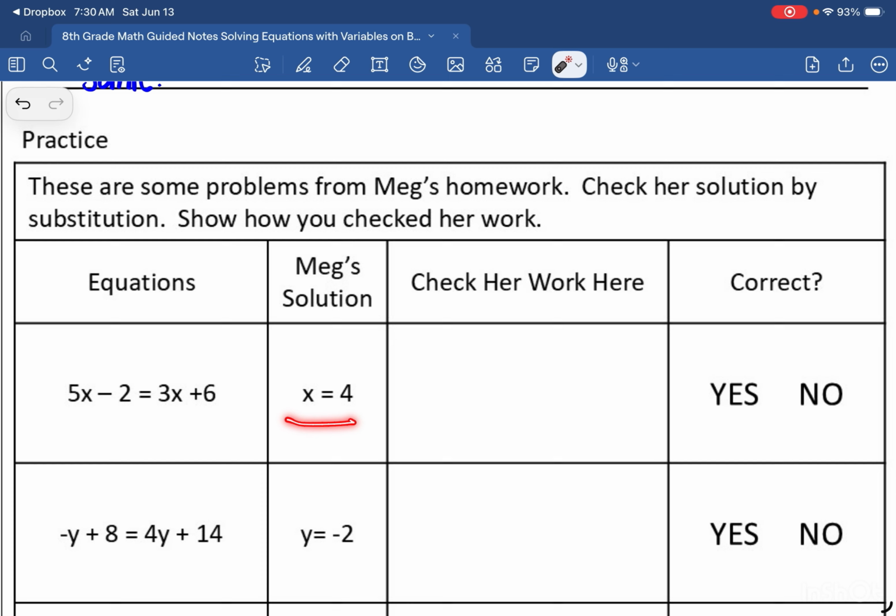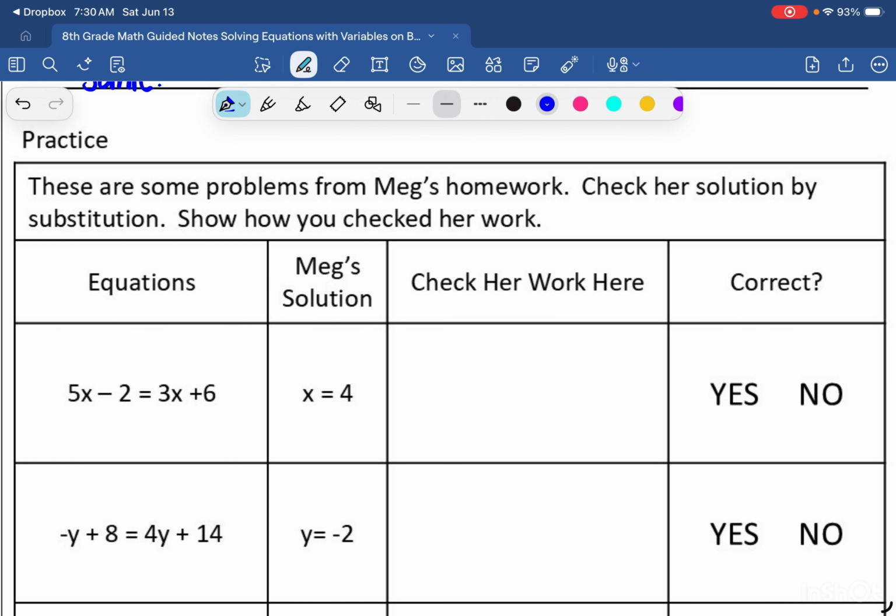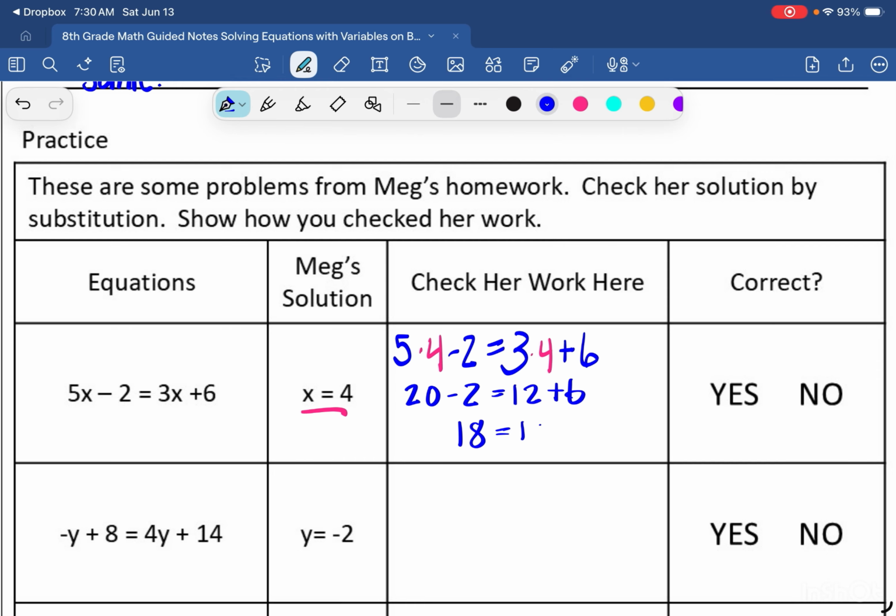Meg got a solution of x equals 4. Let's substitute that in and see if it works. So 5 times Meg's solution of 4 minus 2, does that equal 3 times 4 plus 6? So 5 times 4 is 20 minus 2, and then 12 plus 6. 20 minus 2 is 18, and 12 plus 6 is 18. Since 18 equals 18, yes, she solved it correctly.